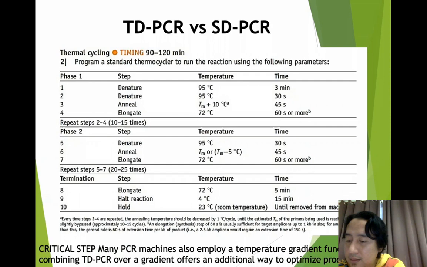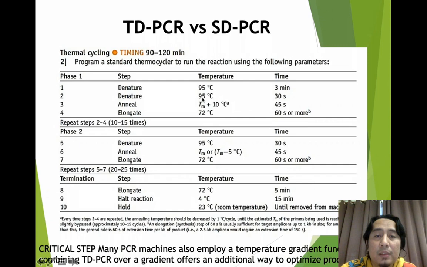Okay, understood. So for example, your TM is 50. You add 10, it's around 60. You start with 60 degrees. And for example, you take 10 cycles. Each cycle, it decreases 1 degree. So 10 cycles going down by 1, until the estimated TM. So until here, it becomes 50 again. So this is the second phase. I will explain the second phase.